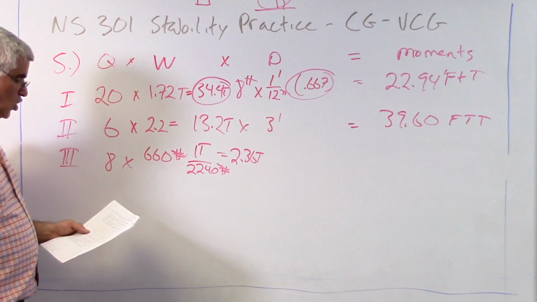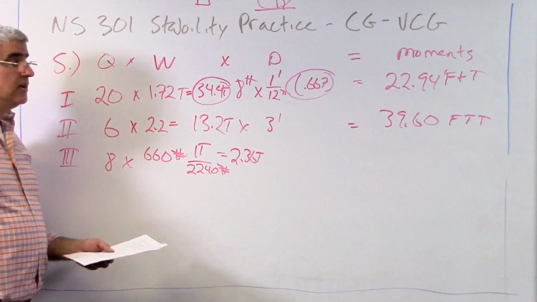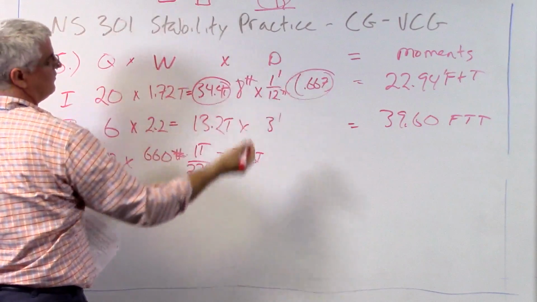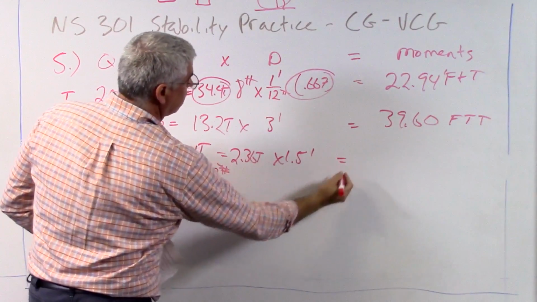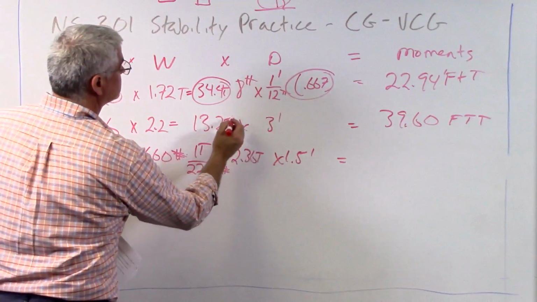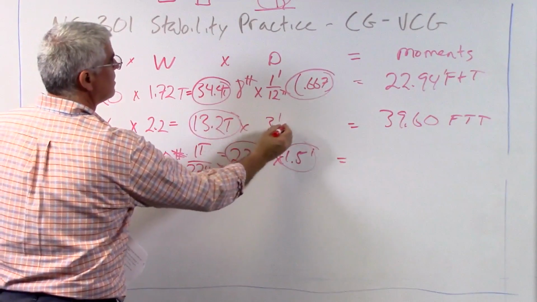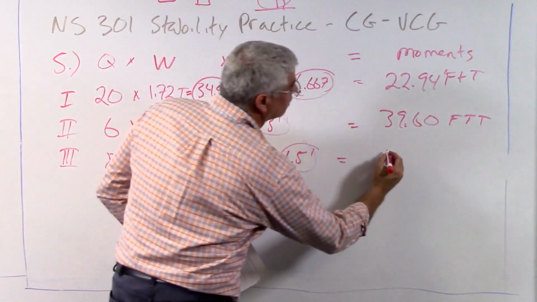Each crate is stowed singly. They're 8 feet long, 4 feet wide, 3 feet high. So if the crate is 3 feet high, the center of gravity is going to be half of 3 feet. It's going to be 1.5 feet. So 2.36 times 1.5, in the previous example it was those two, that's going to equal 3.54.